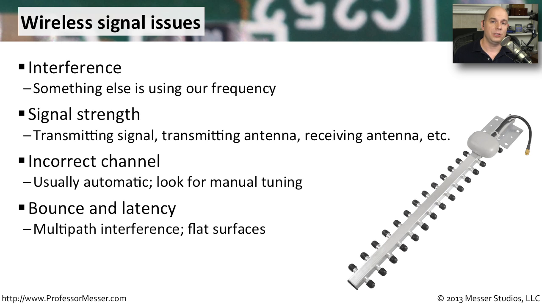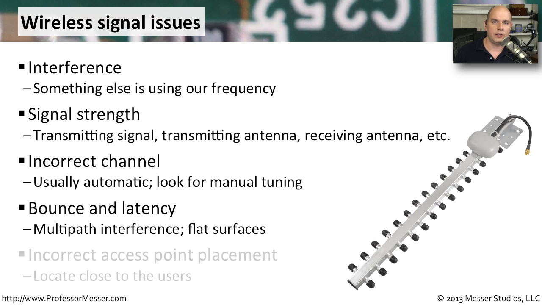Another problem you run into, especially in environments like an office building, are things like frequency bounce and latency. If there are flat surfaces and places where that signal can bounce around, you may run into situations where you're having multi-path interference, where the signal actually shows up in multiple paths at different times onto the radio antenna.